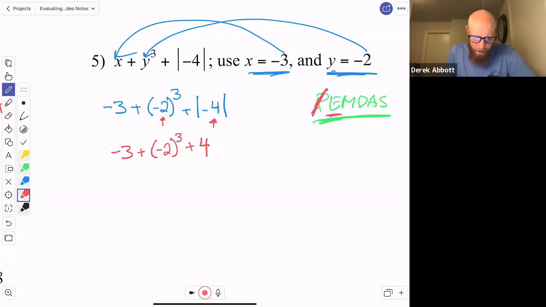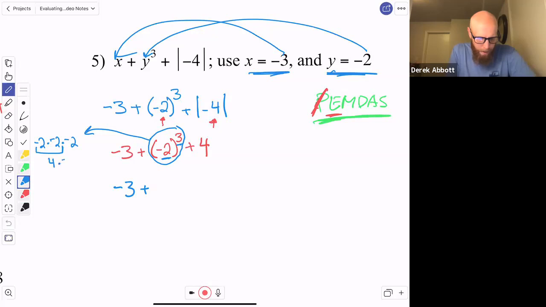So let's go to exponents. Well, I do see a little bit of an exponent right here. So let's go ahead and clean that up, right? -3 plus, well, what's -2 cubed? So remember, anytime you cube, -2 times -2 times -2. Okay, so -2 times -2, that's a +4, times -2 is -8, right? So 2 cubed is 8, but negative times a negative times a negative, we'll keep it a negative. So then we got -8 there, plus 4, and we have taken care of our exponents.